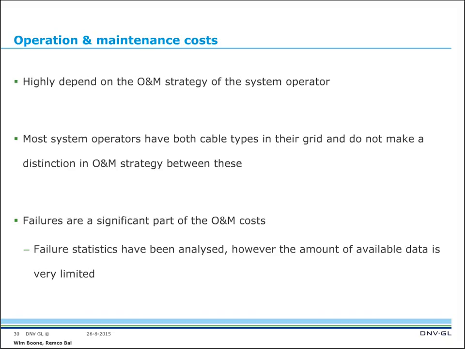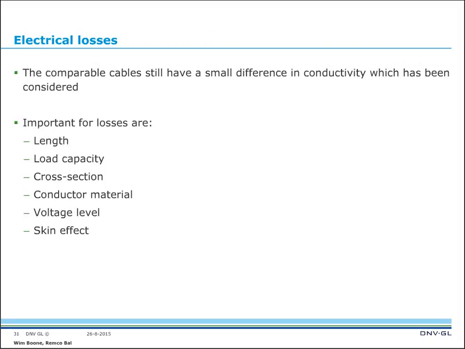we think that there could be a difference between the conductor types, so between copper and aluminum, in the amount of failures. However, like I said before, we've analyzed some failure statistics, but the amount of data is very limited, and we're hoping that from now on more failure statistic data with the conductor type will be kept so that we can do some more research in the future about it. So now we were not able to take hard conclusions out of it.